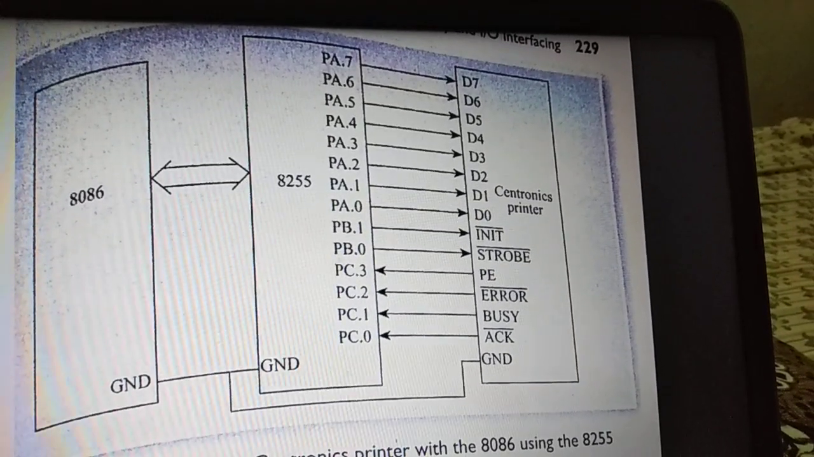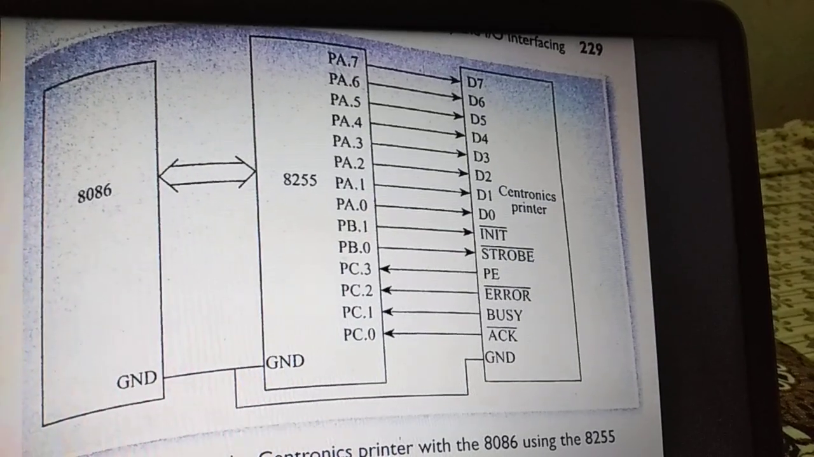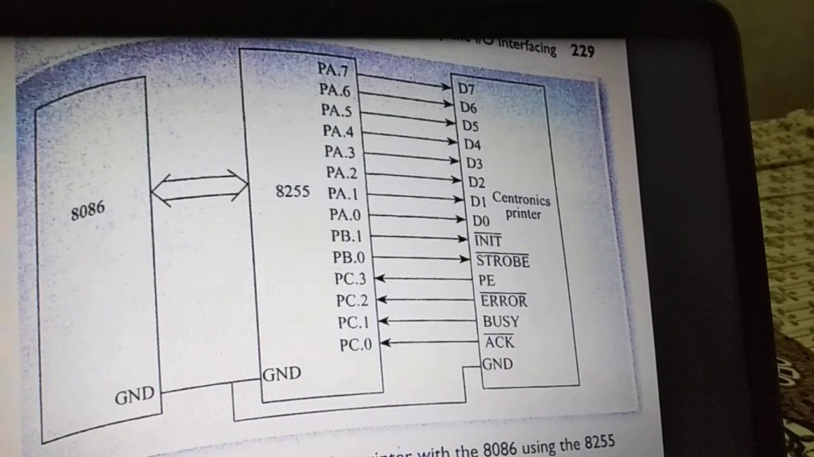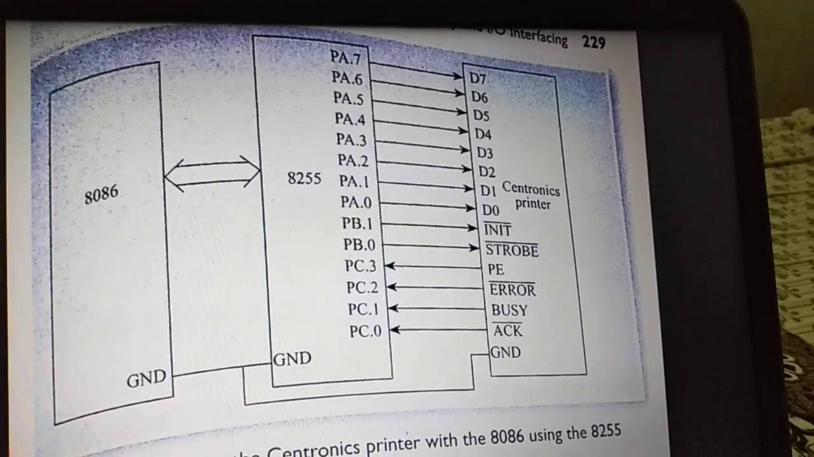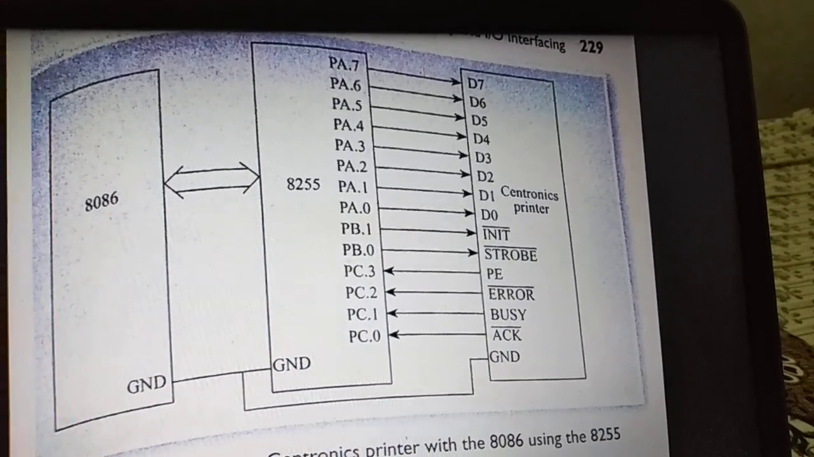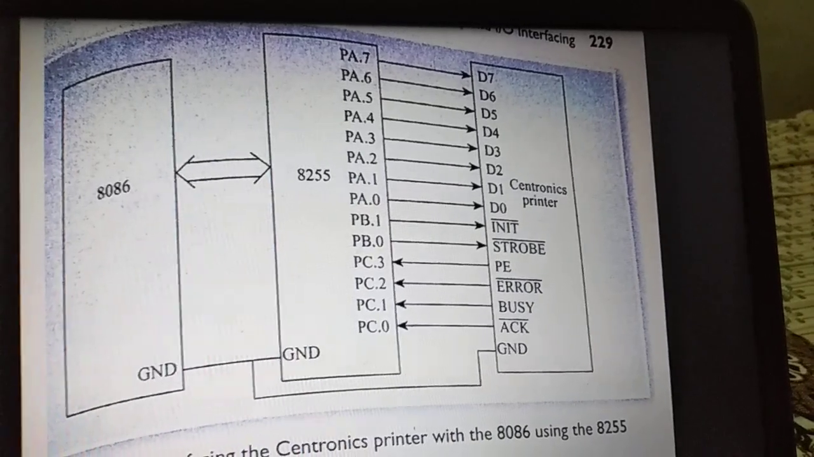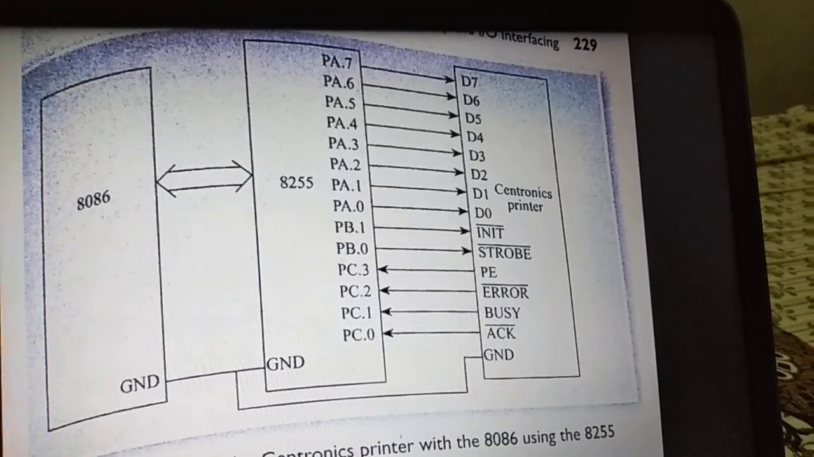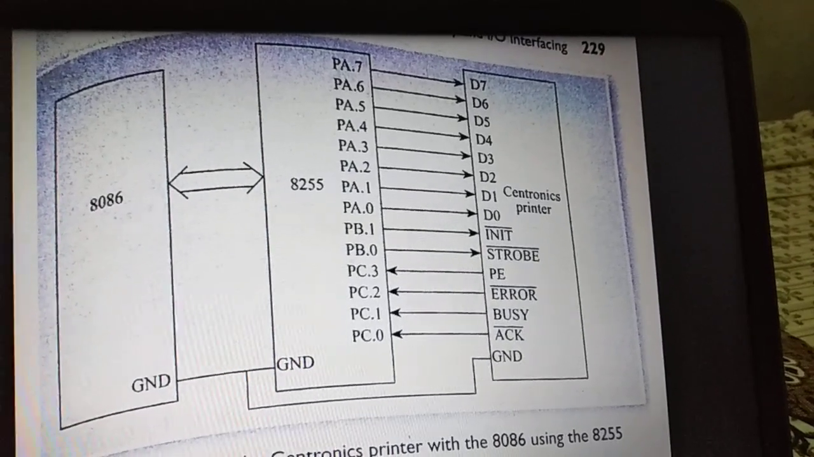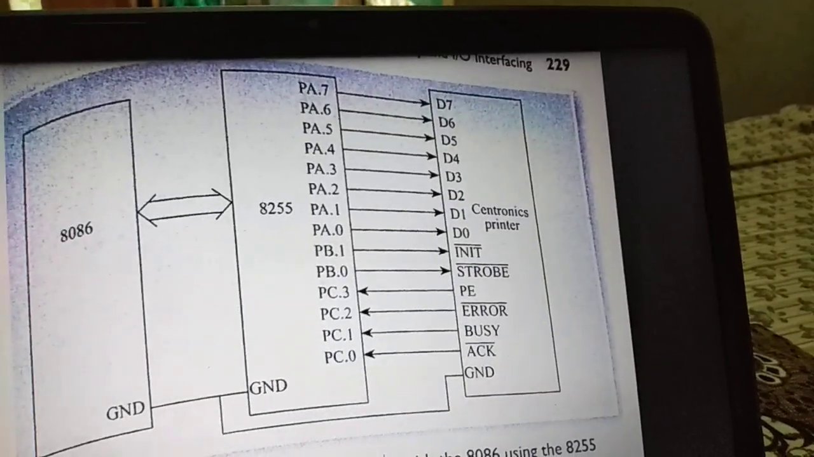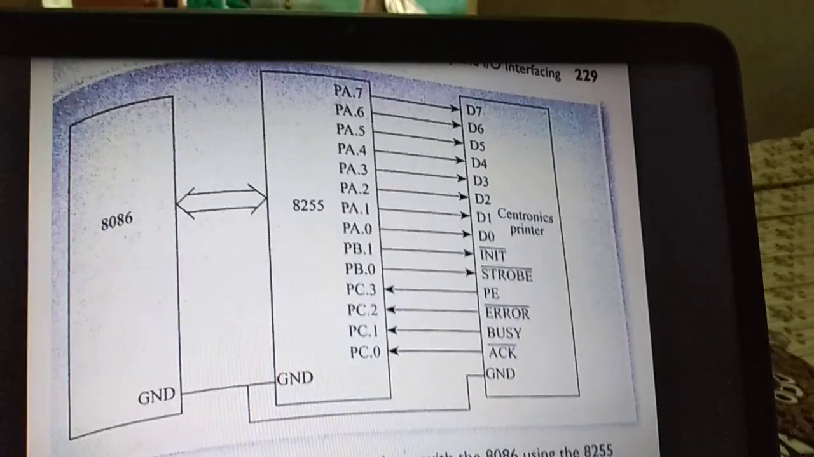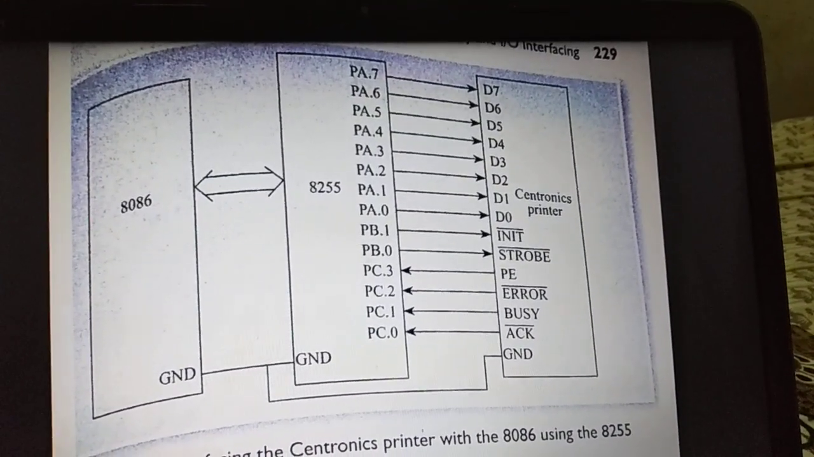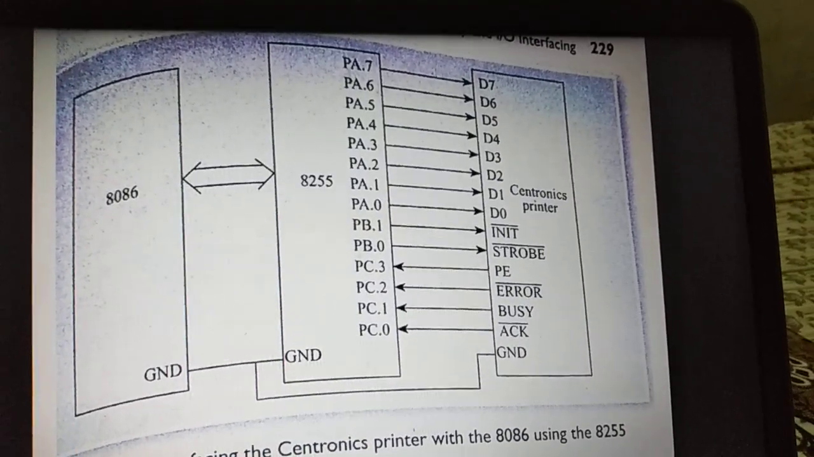Port C0 is given as an acknowledgement to say that the printer is ready to receive the next character, and port C1 is used for sending the busy signal. If something goes wrong, an error signal is indicated via a port C pin, and if there is no paper in the printer, then the PE signal is sent from the printer to the microprocessor via the 8255 port C. So that's how the printer is communicated with the 8086 microprocessor through the 8255 interface.